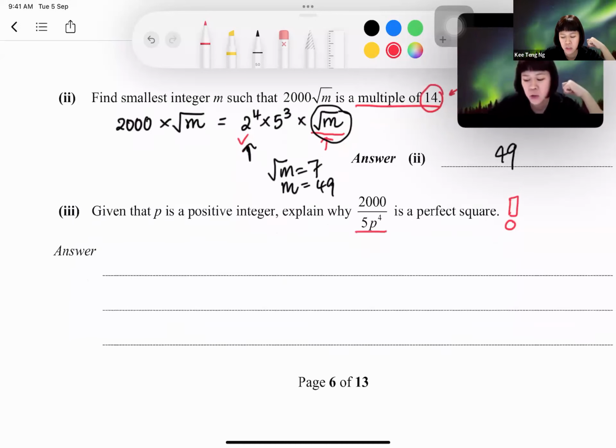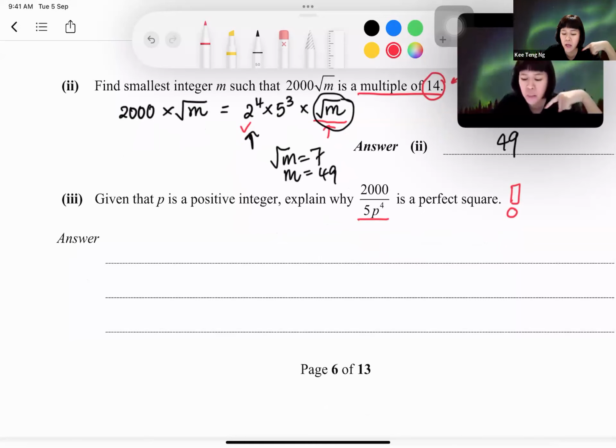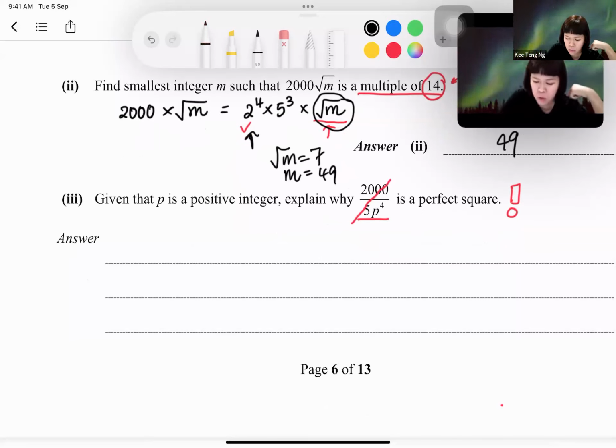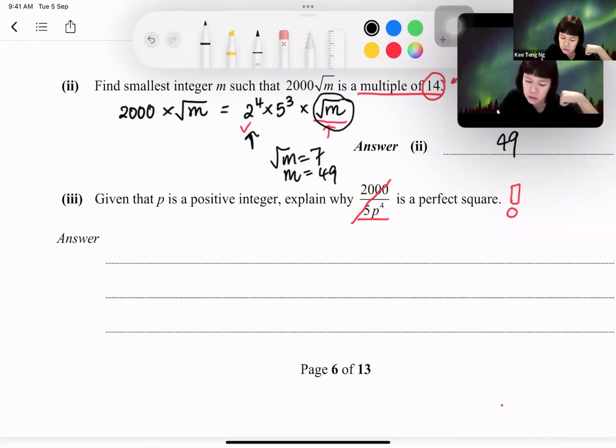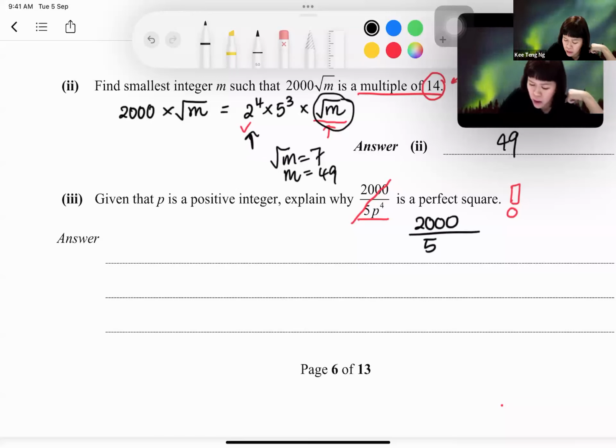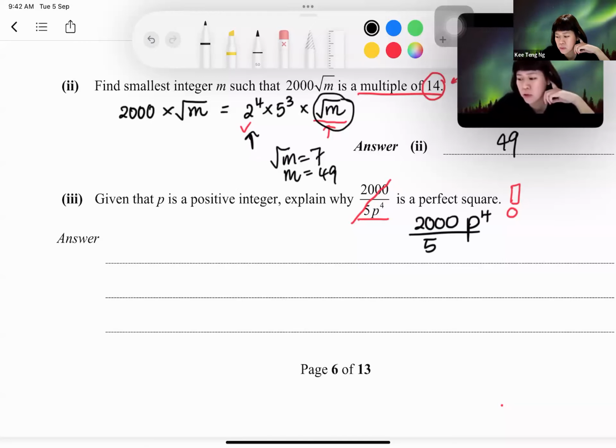Okay, so this question has some errors in it, but can you please help me to modify the question to: given that P is a positive integer, explain why 2000 P to the power of 4 over 5 is a perfect square. Can you please change the question to this one? I'll give you a little bit of time to write down first. Okay, please change the question this way.